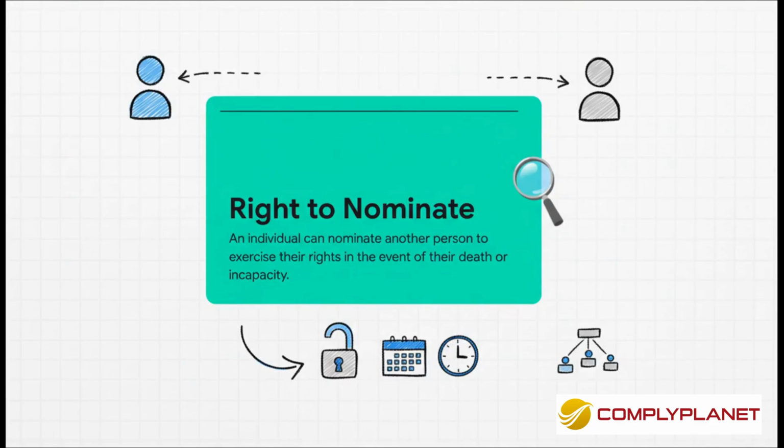An individual in India can now officially name someone to manage their data rights if they pass away or become incapacitated. Think about what that means for your company. You're going to need a whole new process just to verify and handle requests from these nominees, which is something your GDPR framework would have never planned for.